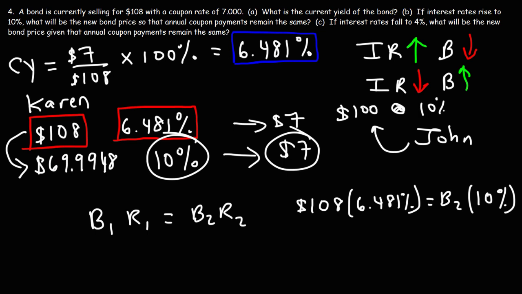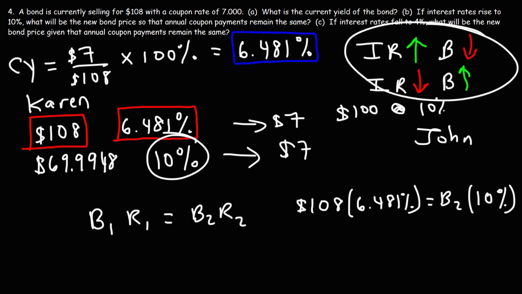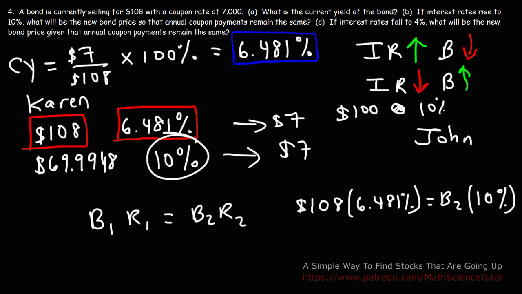In order to sell the bond, Karen has to lower the price of the bond such that the current yield of that bond matches the interest rates at the market. So now you understand why there's an inverse relationship between interest rates and bond prices. Now let's move on to part C. If interest rates fall to 4%, what will be the new bond price given that annual coupon payments remain the same?